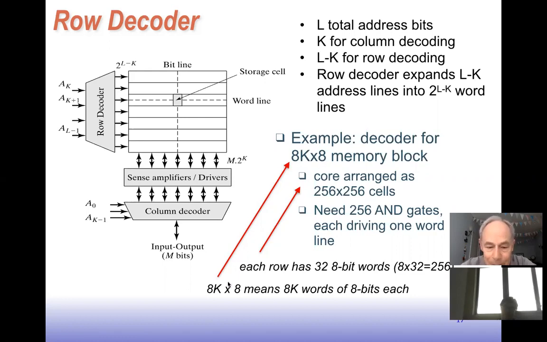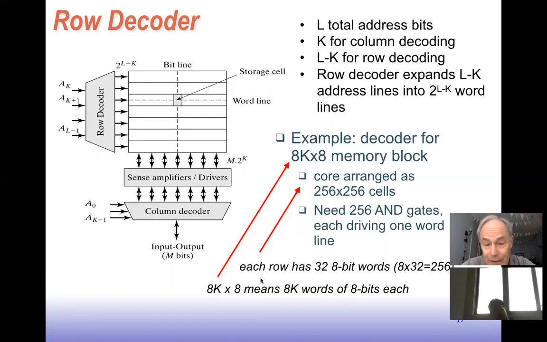So the total capacity of the memory would be 8K times 8. 8K is 2 to the 13, and 8 is 2 to the 3rd. So the total memory capacity would be 2 to the 16th bits. Now, in order to make this cell array square, this would be one way to arrange it. We could arrange it 256 cells by 256 cells. That would give us our total number of bit cells that we need.